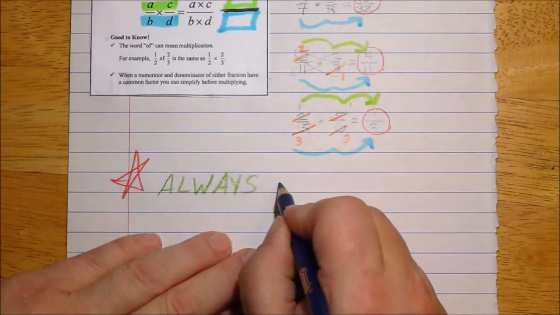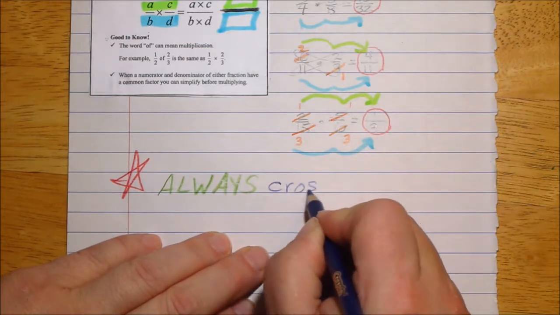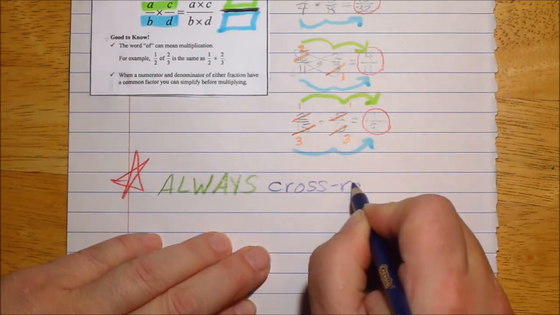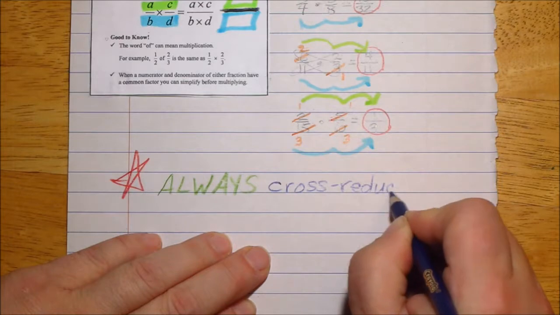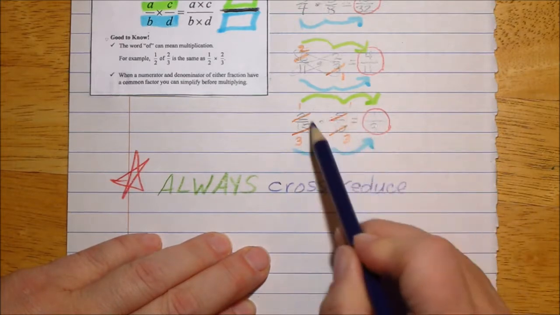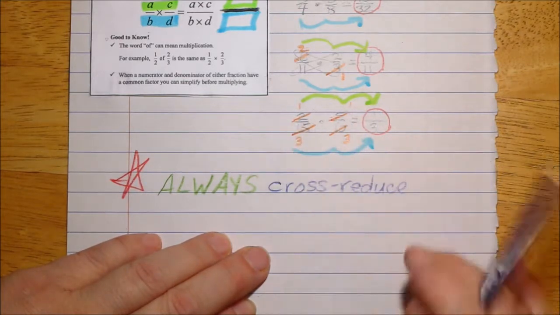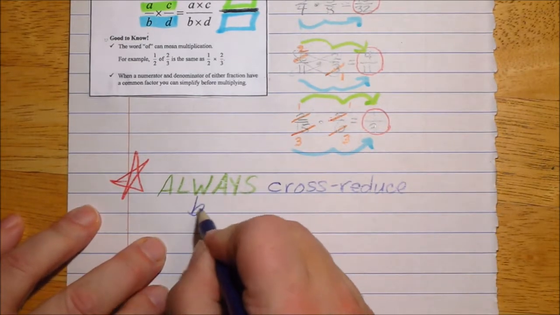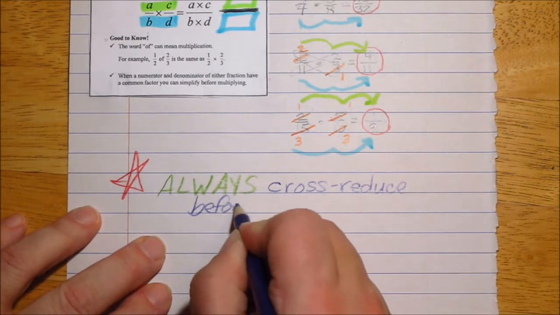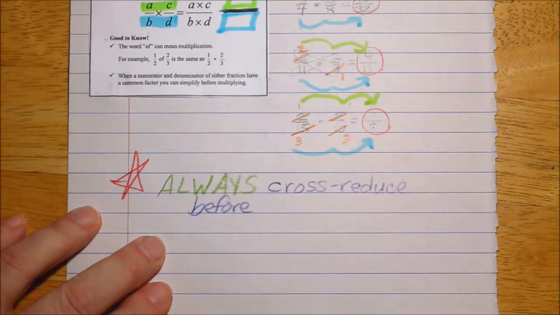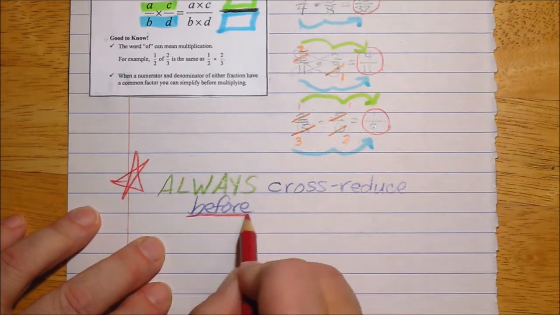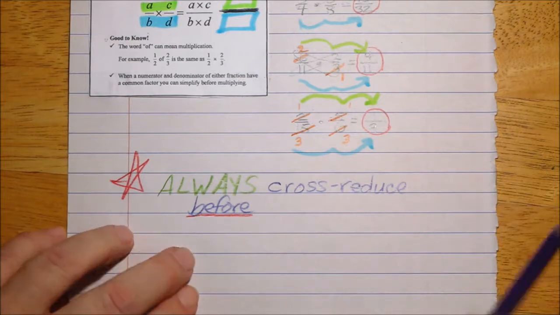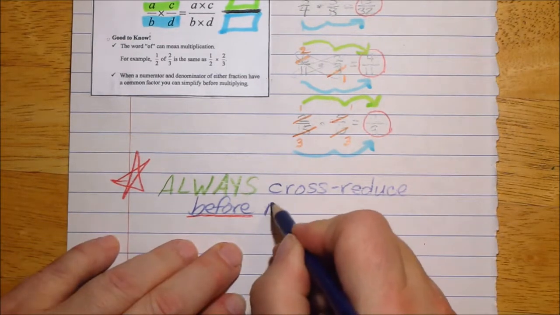All right, so always cross-reduce. That's what we did up here with our orange pencil, going diagonal on our two fractions to see how they can be reduced. Always cross-reduce before, and I'm going to underline that with my red pencil, before multiplying across.